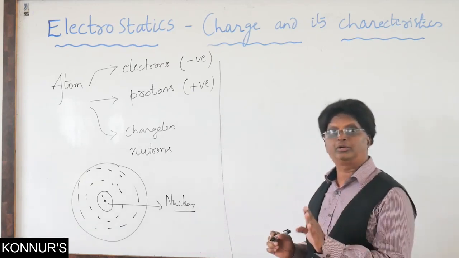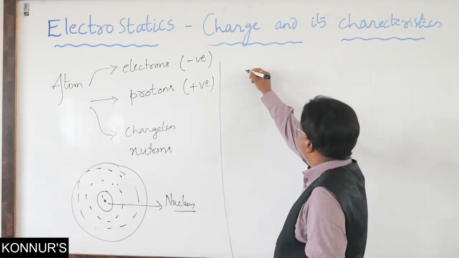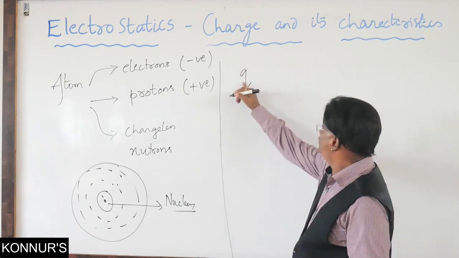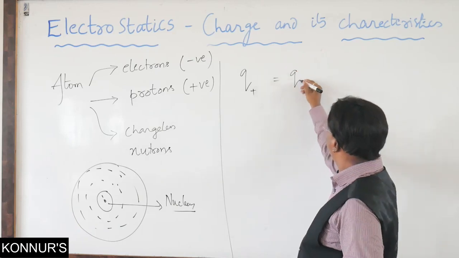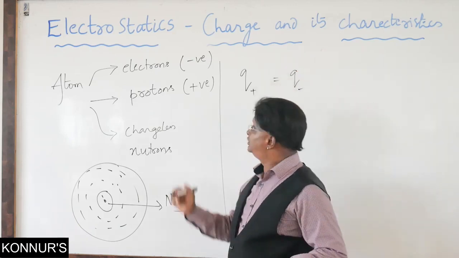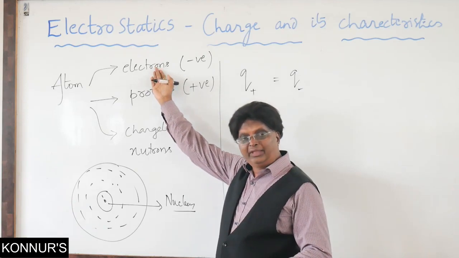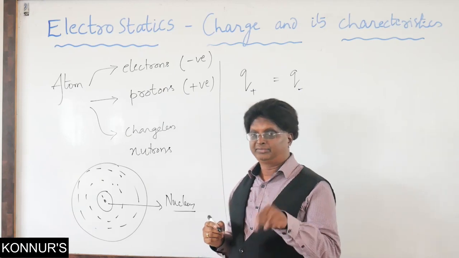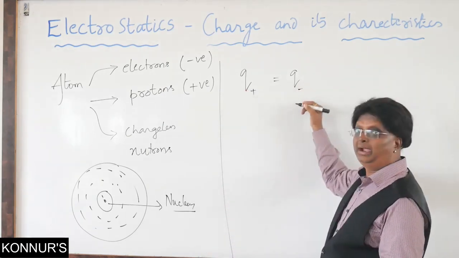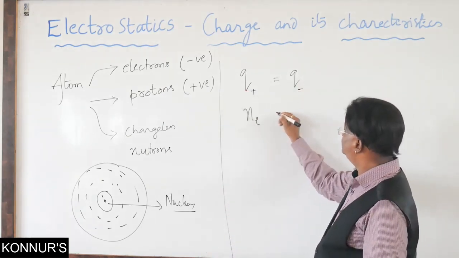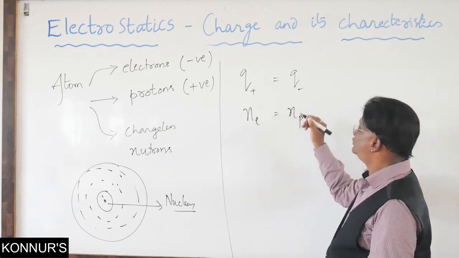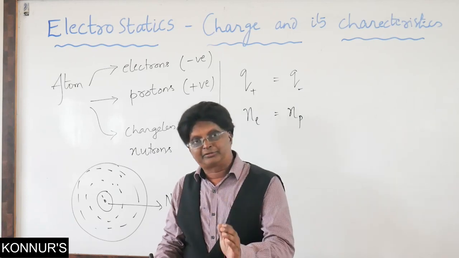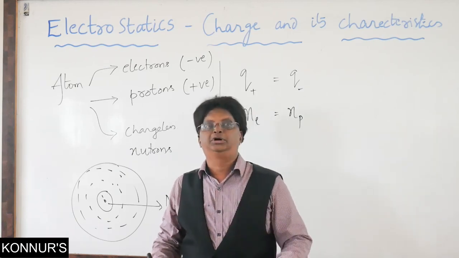Therefore, according to modern electronic theory, the total positive charge in the atom, which I am calling Q plus, is equal to Q minus, because the charge of the electron is negative, the charge of the proton is positive, but the magnitude is the same, such that Q plus is equal to Q minus. This means the number of electrons is equal to the number of protons. So whatever charge is there by the electron, it is balanced by the protons.